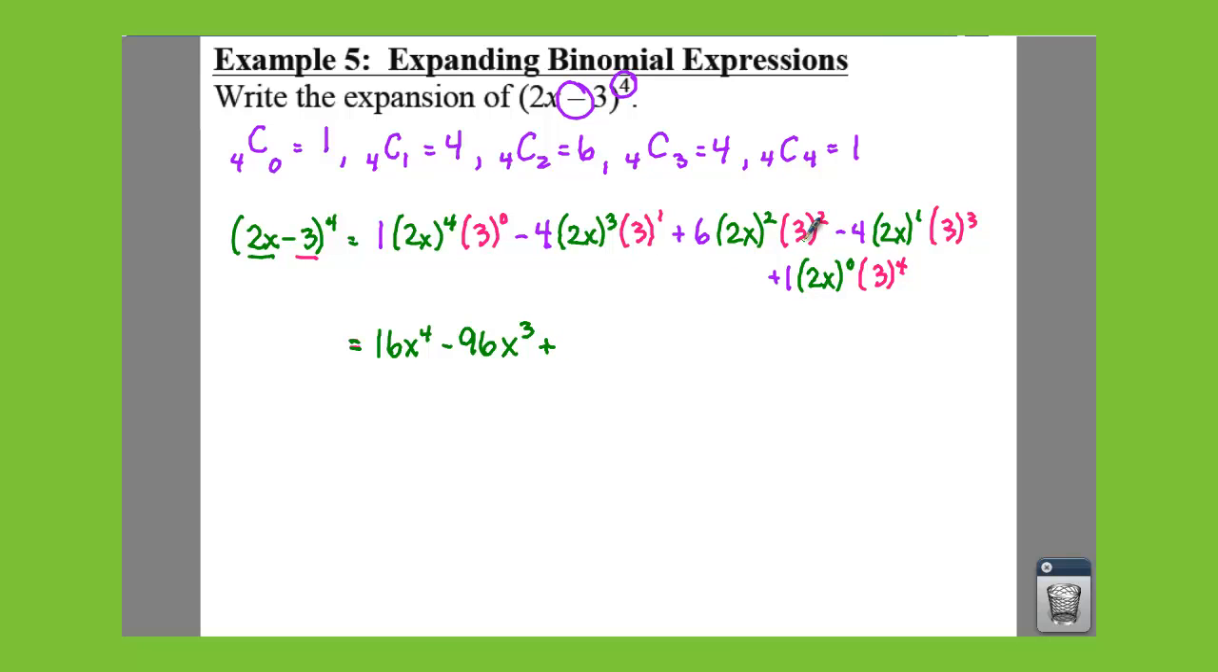Plus 3 squared is 9. Times a 2 squared is 4, so 9 times 4 is a 36. Times 6 gives us 216.